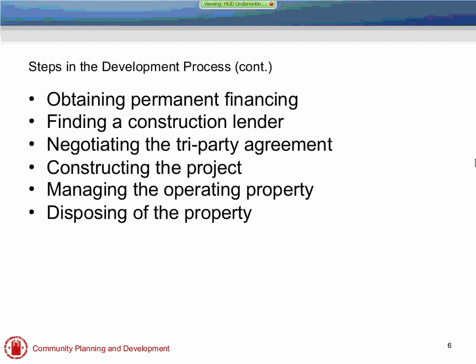Then obviously construction of the project is going to come along next, and again, this will really just depend on what type of project's being completed, whether it's a new construction, a rehab, a historic project, a smaller project, a larger project. So this can be, probably on average, between 9 and 18 months, depending, again, on the type of project.